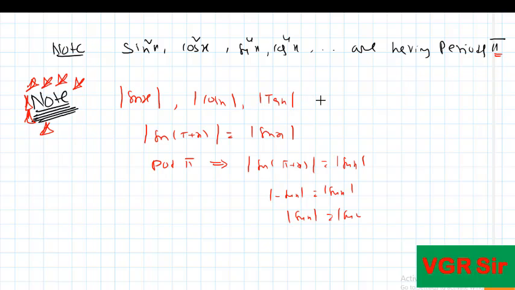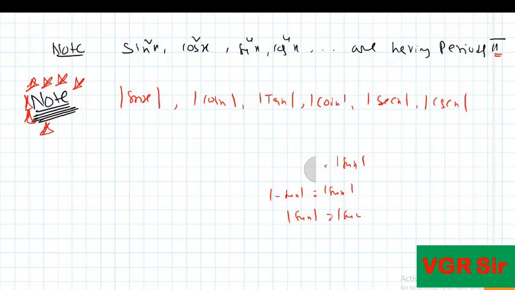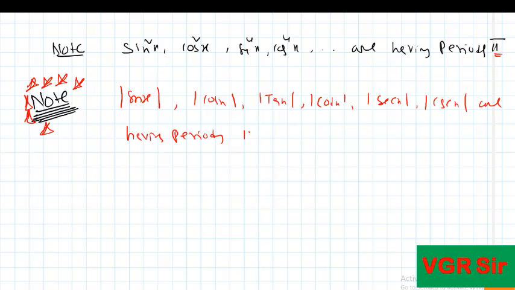That's why mod cos x, mod tan x, actually tan x period is also pi only, no problem. Mod tan x, mod cot x, mod secant x, mod cosecant x, these all have period pi only.